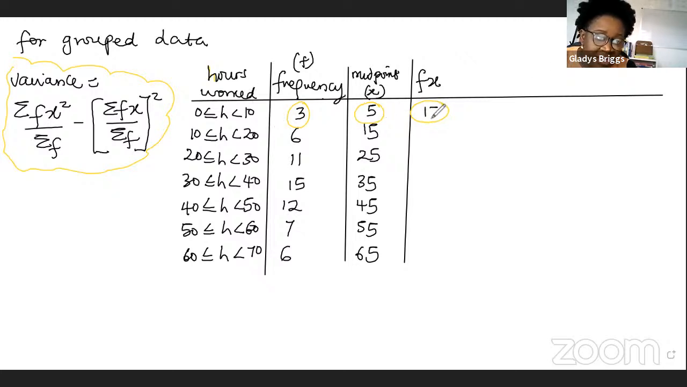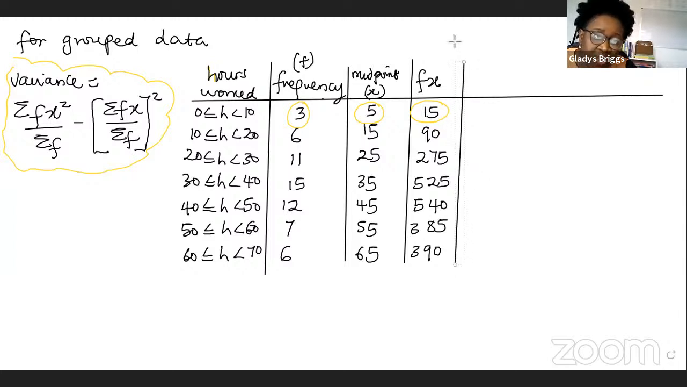Three times 5 is 15. This times this is 90. This times this is 275. You can check along with me. This is 525. This times this is 540. This times this is 385. And this times this is 390. Okay, then you work out your x squared because you need your x squared here.